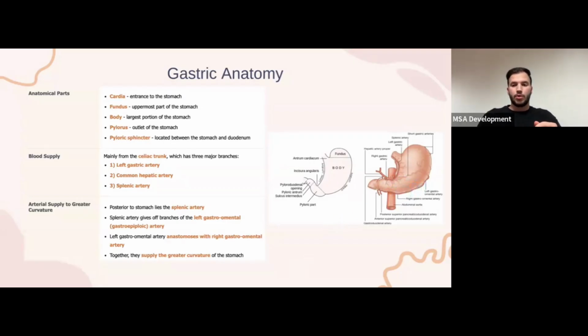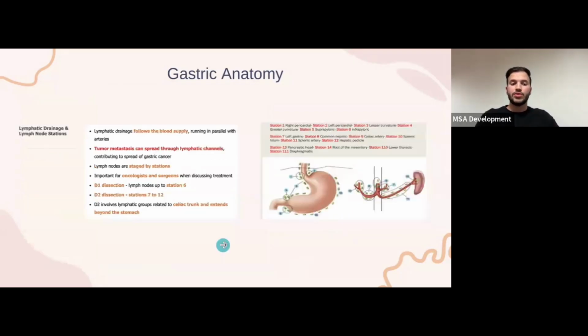Now, the lymphatic drainage follows the blood supply, so they run in parallel with the arteries. We also need to know that gastric tumors can metastasize to other organs through the lymphatic channels, and the lymphatic nodes are staged by stations. We have D1 dissection and D2 dissection. D1 dissection is from station 1 till station 6, while D2 dissection is from station 7 to station 12.